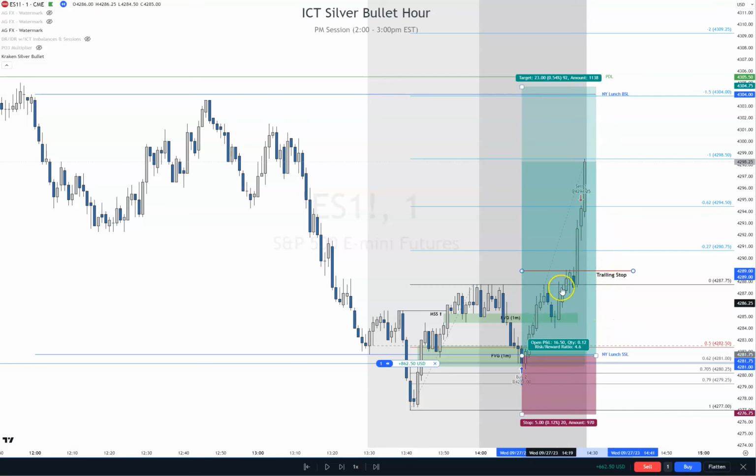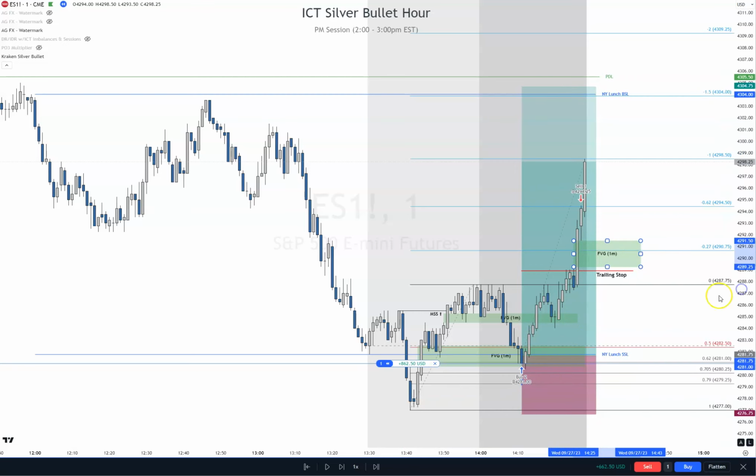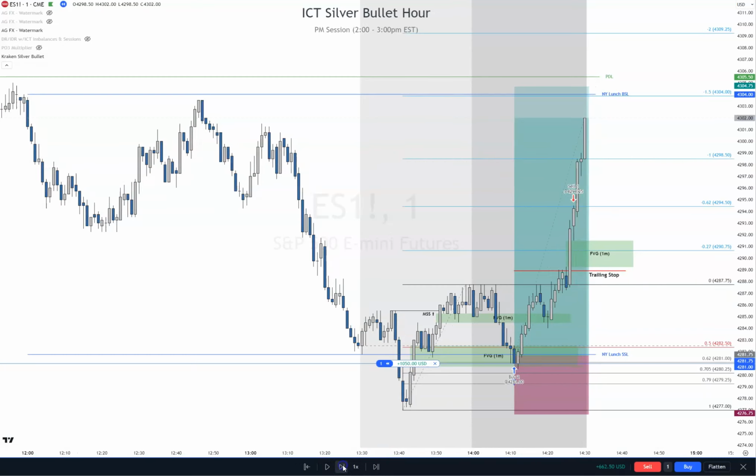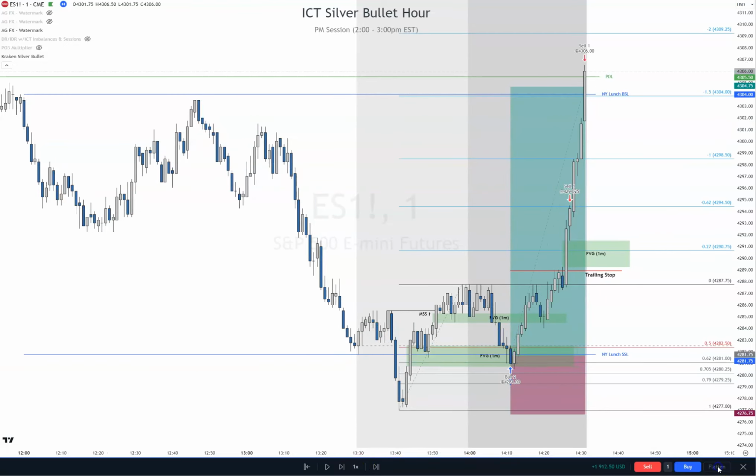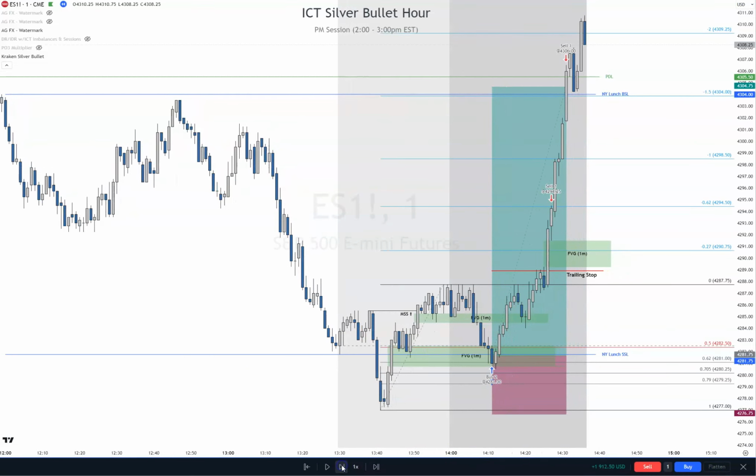There's a fair value gap right here. I'll put it on the chart for you. I want to see this remain unfilled, so my stop is right below that. If it comes back down and trades into this and back, I'm fine. But if it violates that, I want to be out. So that's where I'm at. Okay, there you go. Liquidity swept. Let's see how the rest of the hour plays out.